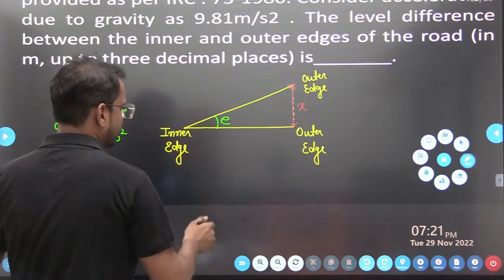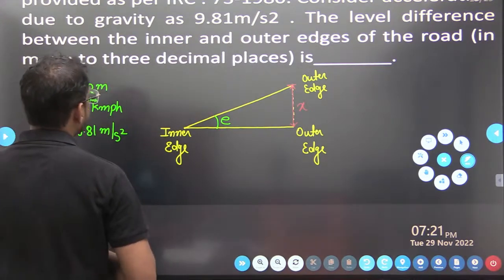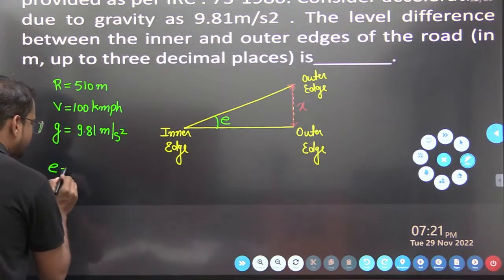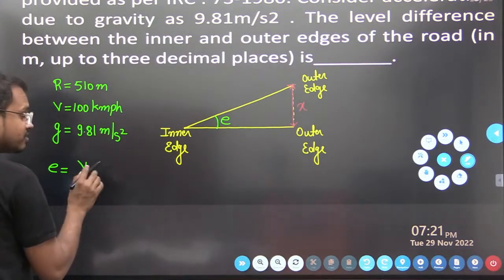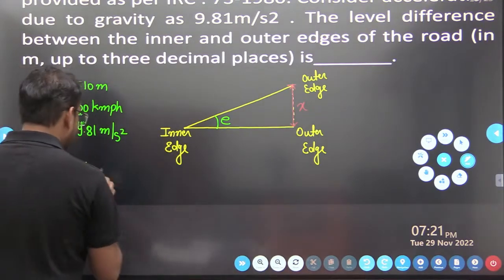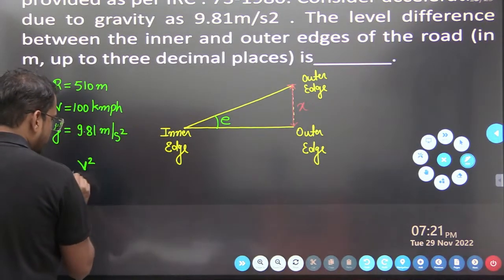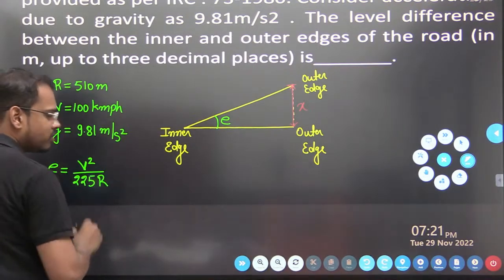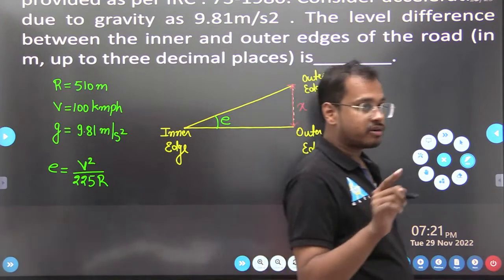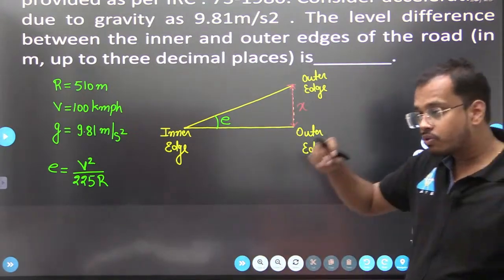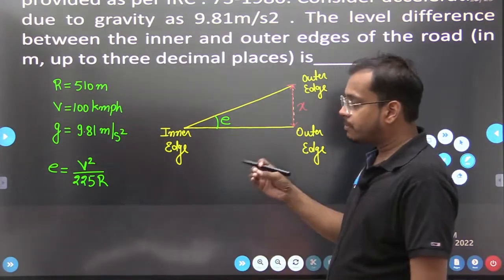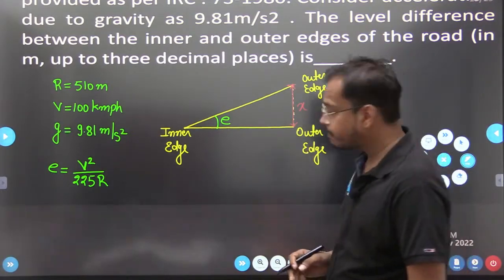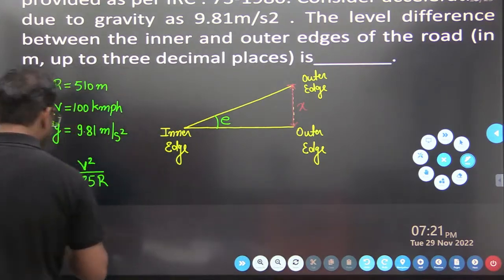And actually, it is a plain terrain. Am I right? What is the super elevation formula? The value of super elevation E is equal to super elevation provided, so it is V square divided by 225 R. It is the formula for calculation of super elevation provided. If super elevation required or needed is to be calculated, then E plus F is equal to V square upon 127 R. This formula is used. Clear? But this is super elevation provided.